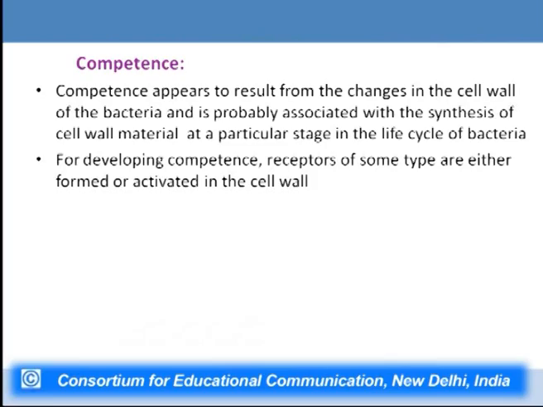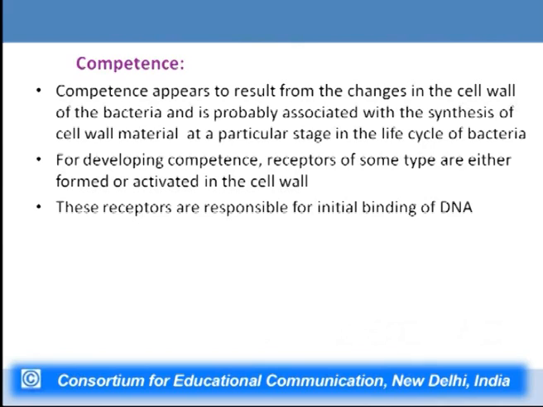Now, for developing competence, receptors of some type are either formed or activated in the cell wall. It is suggested that receptors, which are again proteins, of a specific type are required to be formed on the cell wall, or they are present beforehand, and because of the specific conditions which are attained, these receptors are activated, and they lead to activation of the cell for taking up DNA. These receptors are responsible for the initial binding of DNA. The receptors present on the cell wall of the organism are responsible for binding of free DNA which is present in the medium.